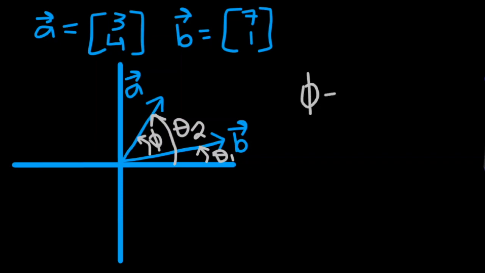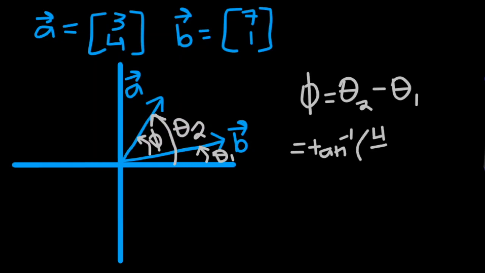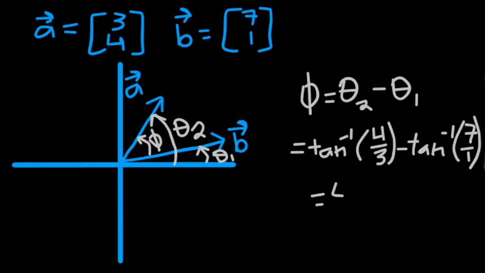Phi can be calculated by theta 2 minus theta 1. We can find both of these angles by taking the inverse tangent of the two vectors. So we'll go ahead and label that here. This would be arctan of 4 over 3 minus the arctangent of 7 over 1. When you plug this into your calculator, make sure that your mode is set to degrees so that after you hit enter, you should get 45 degrees.